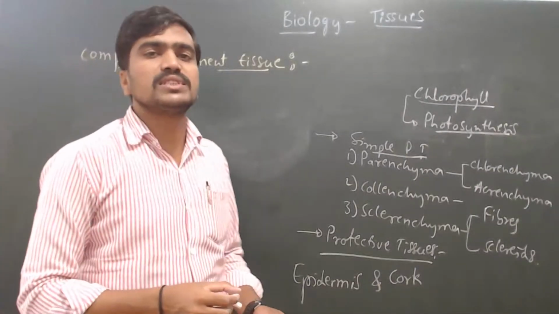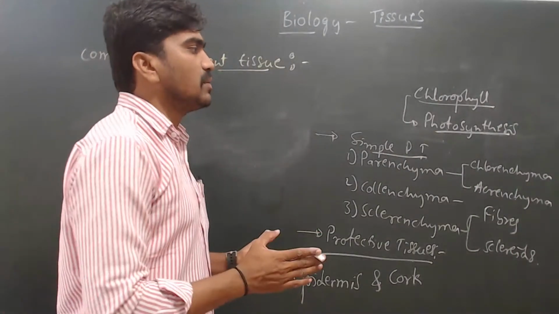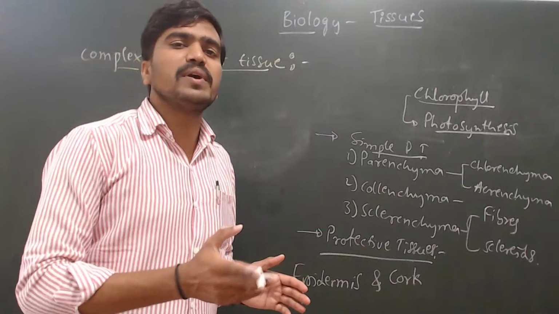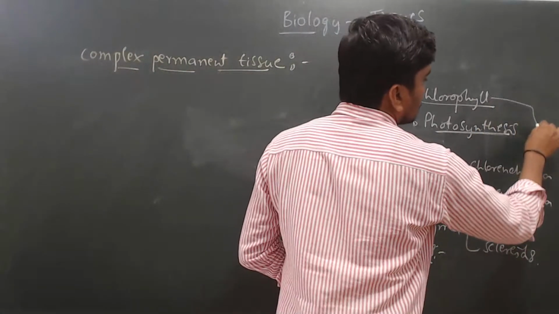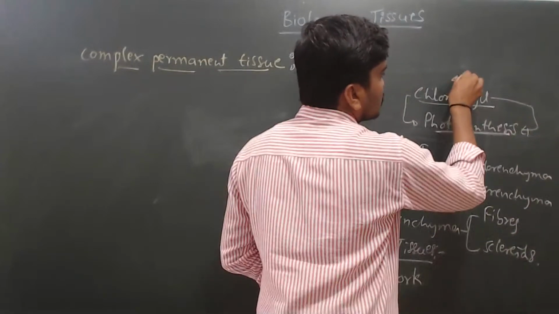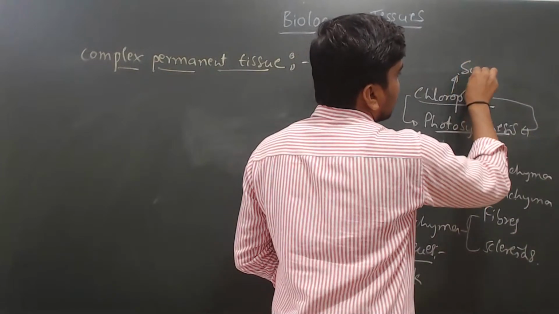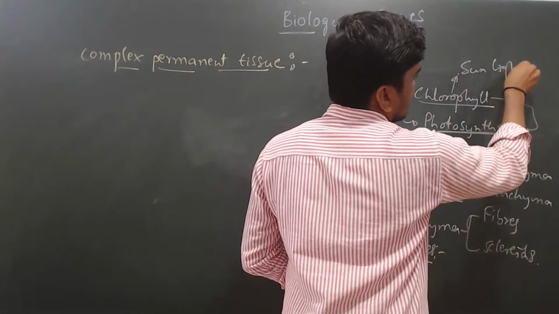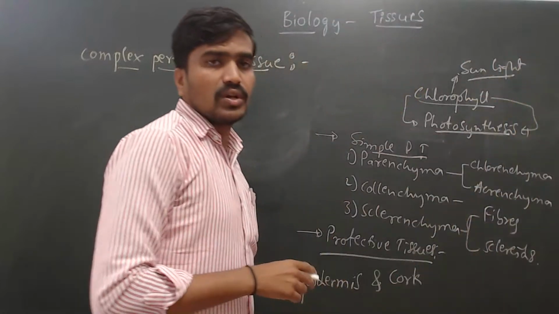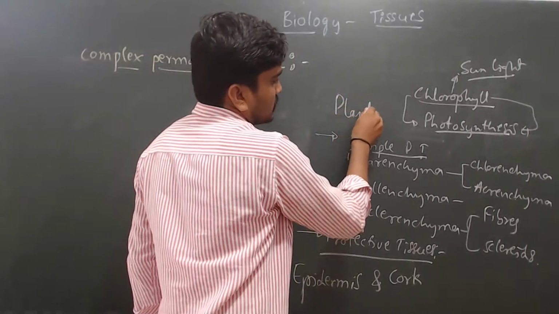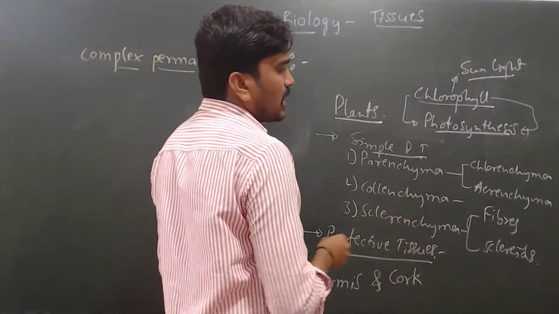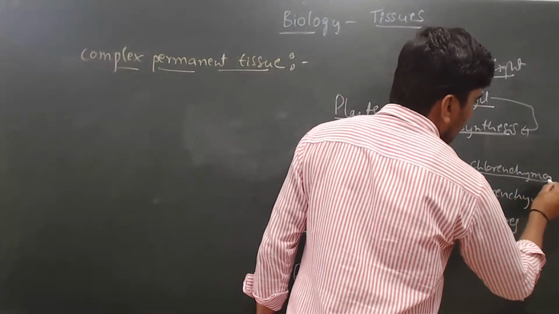What is meant by photosynthesis? Photosynthesis is a process where plants prepare their own food. This chlorophyll helps to absorb sunlight, because sunlight is the main energy source for the process of photosynthesis in plants. Such tissue is known as chlorenchyma.